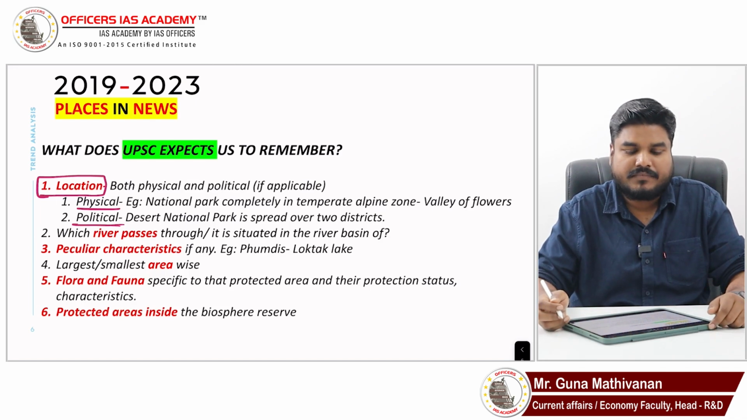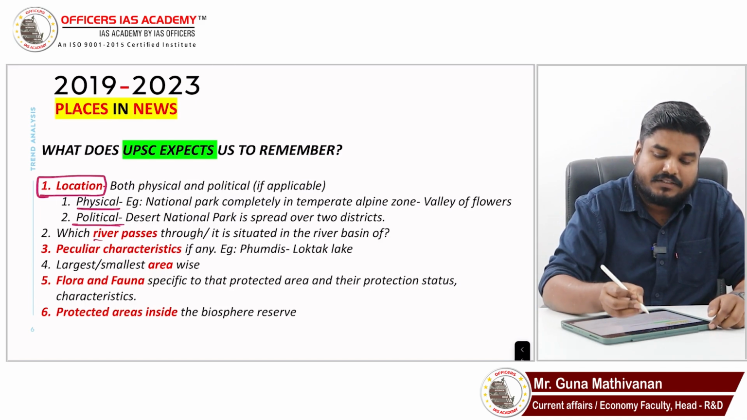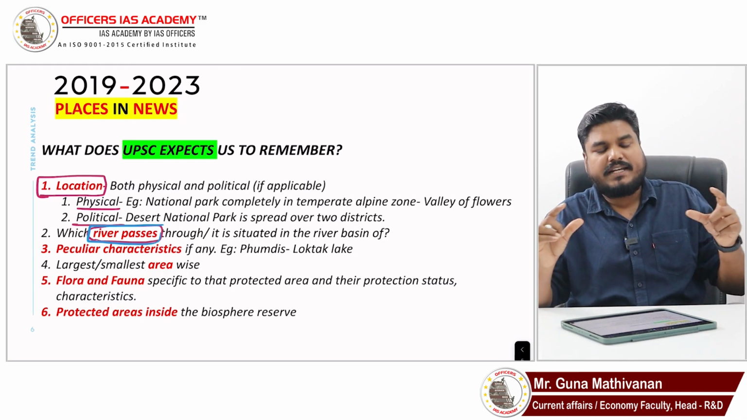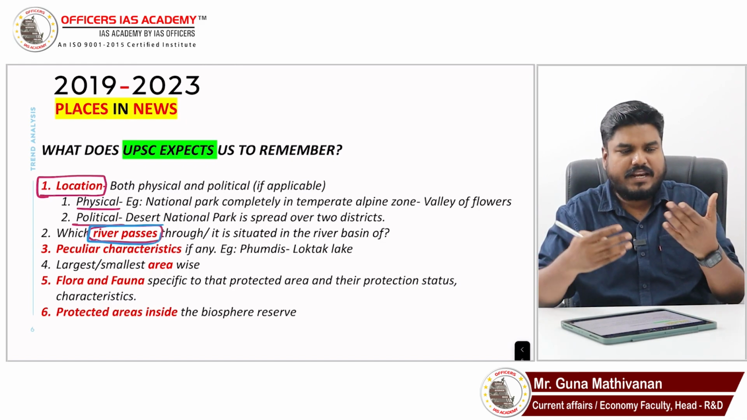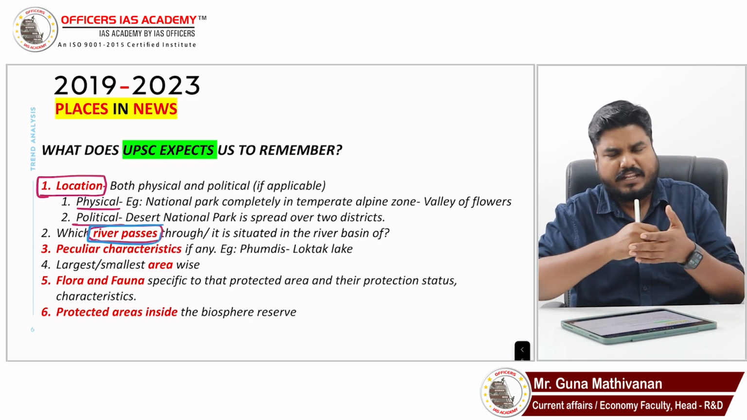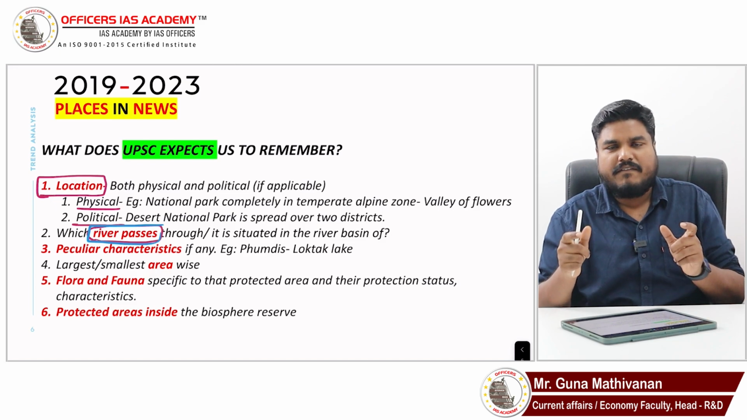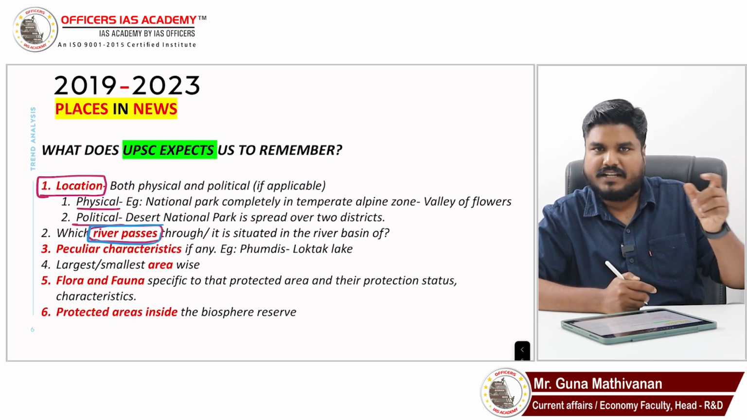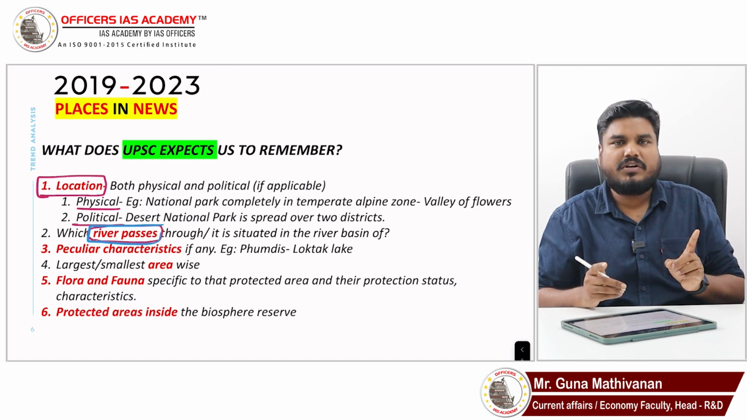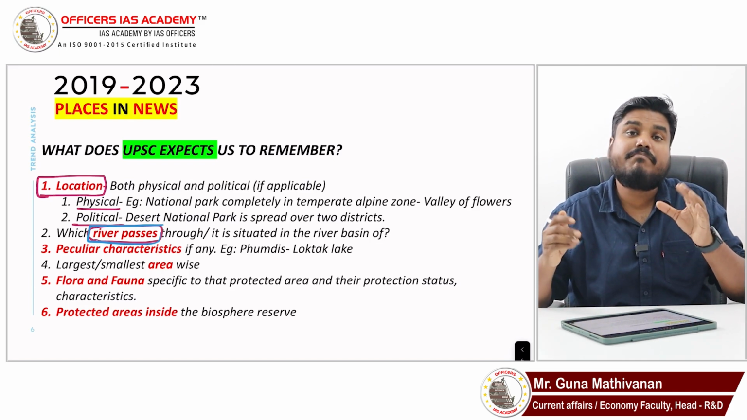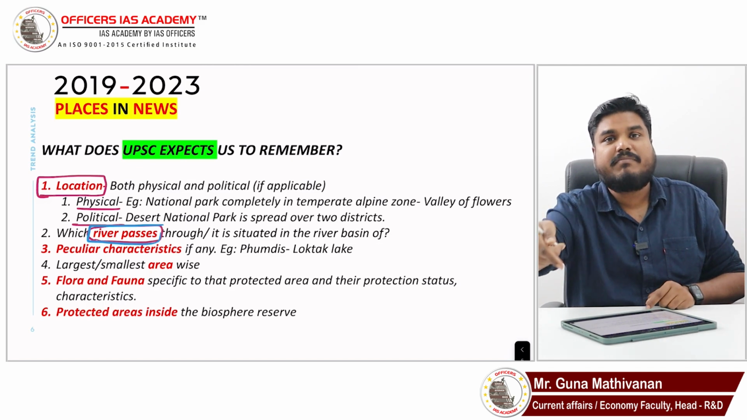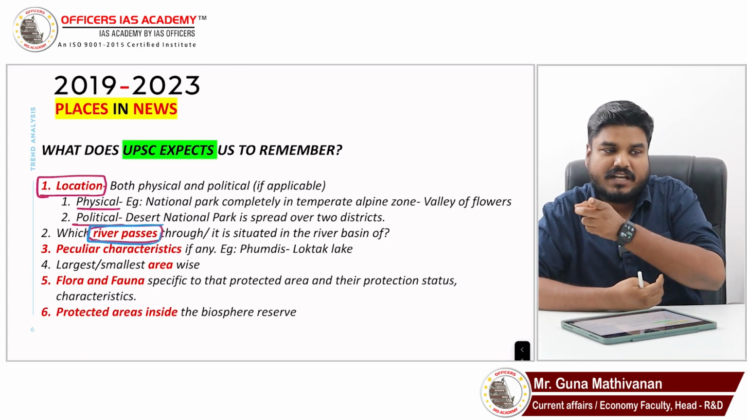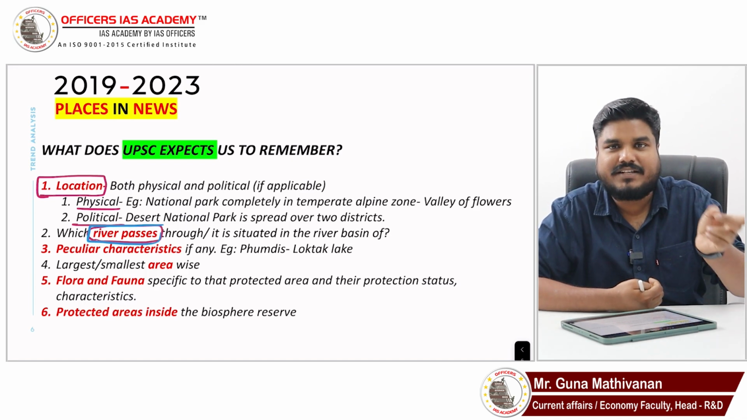Give more importance when a river is passing through a particular national park, or if a national park is located in a river basin. For any wildlife sanctuary or tiger reserve you read about, go to Google and find out whether any river is passing through it, or whether it is located in a particular basin. Whether it is in the Kaveri basin, or if you are reading about the Kaveri river, know which national parks and tiger reserves the Kaveri is crisscrossing through.